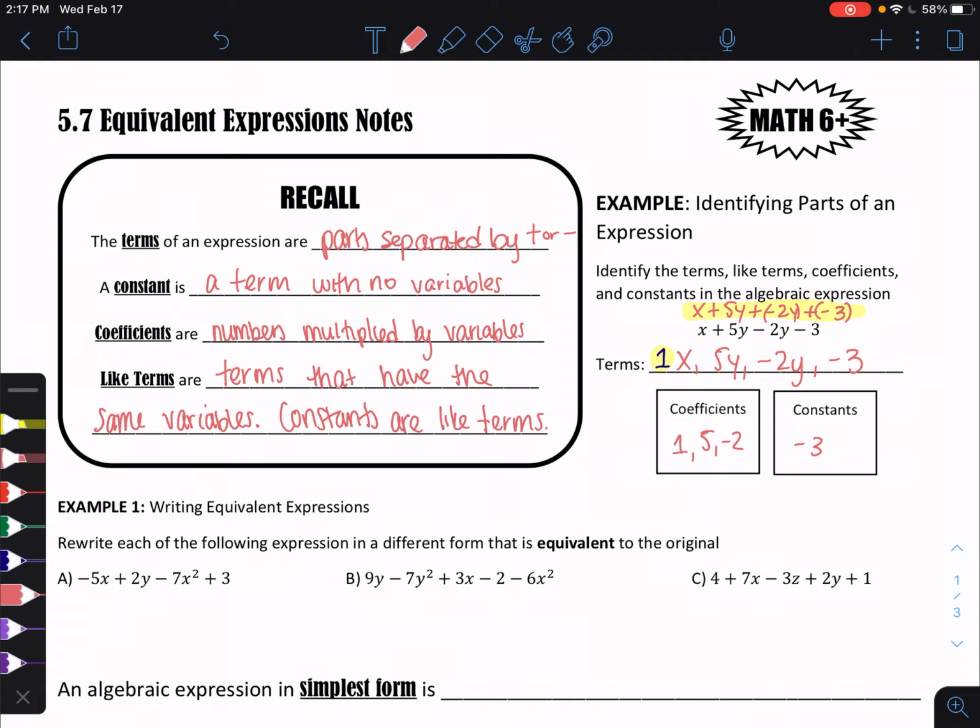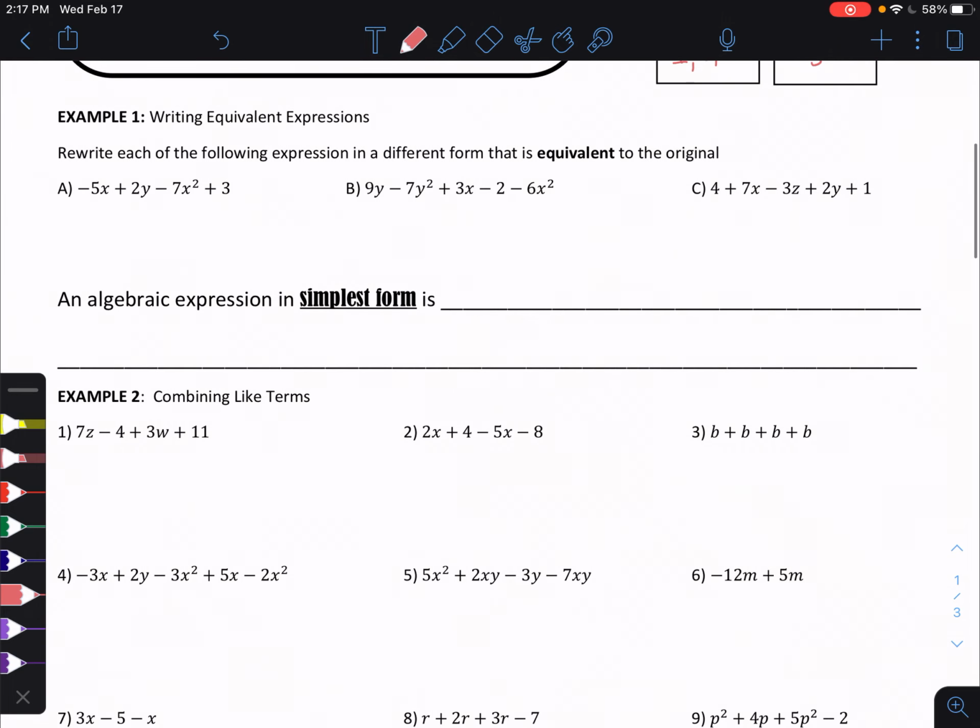So now we're going to use our knowledge of that, and we're going to write equivalent expressions. We're going to start with just being able to rearrange the expressions appropriately. So I'm going to move this up here a little bit. It says, writing equivalent expressions, rewrite each of the following expressions in a different form that is equivalent to the original. So equivalent means that it says the same thing.